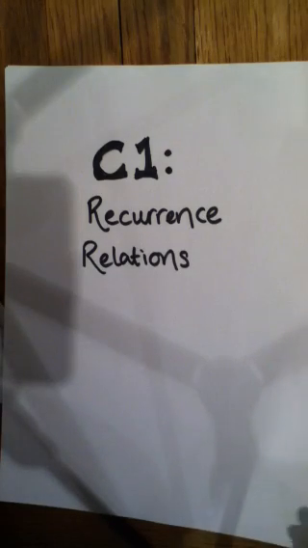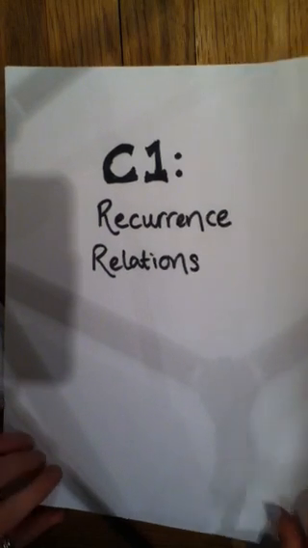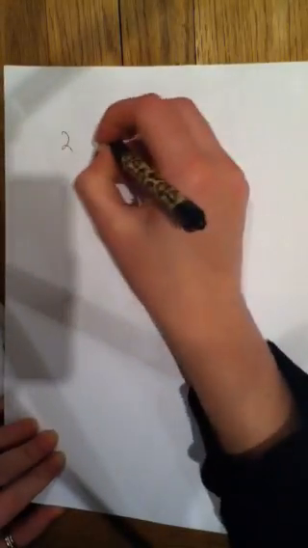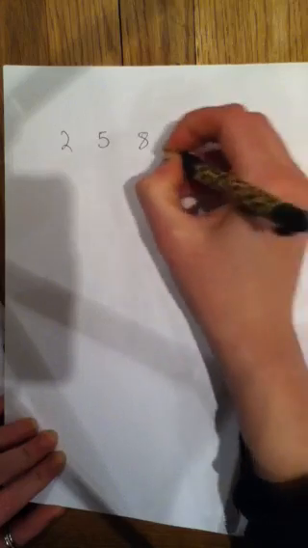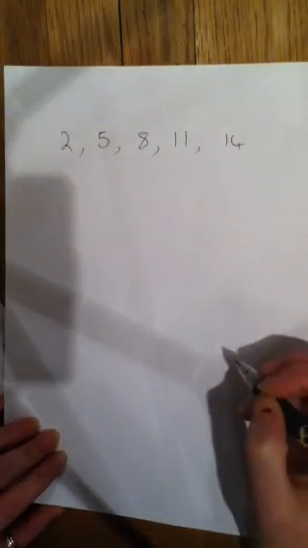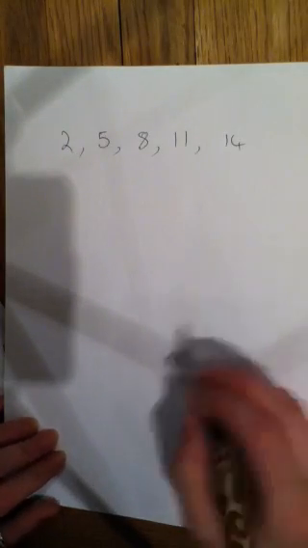Okay, so I'm just going to explain quickly how the notation works in recurrence relations, because some people have been having a bit of a problem with it. Basically, if you've got a sequence like 2, 5, 8, 11, 14, then you need some algebra to refer to the different terms in the sequence.